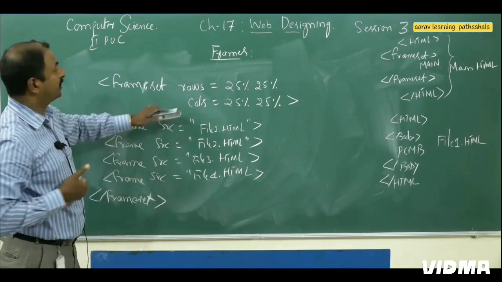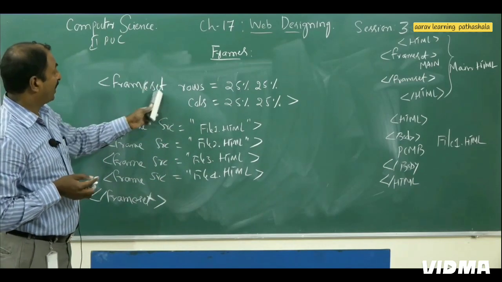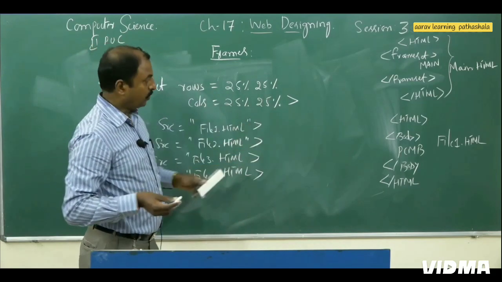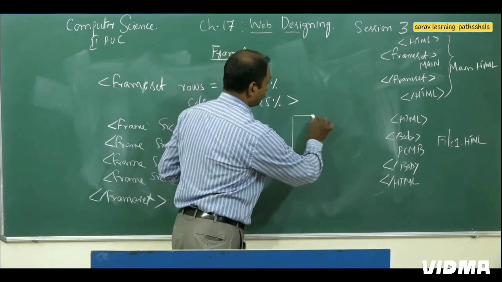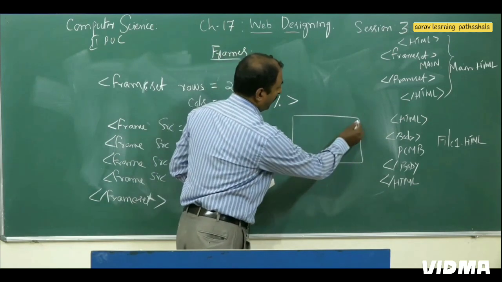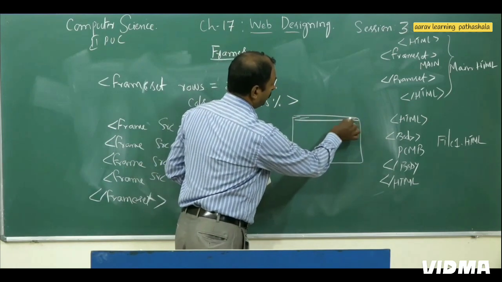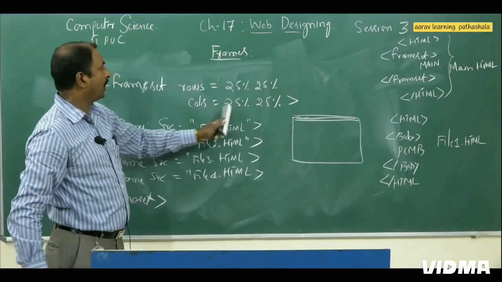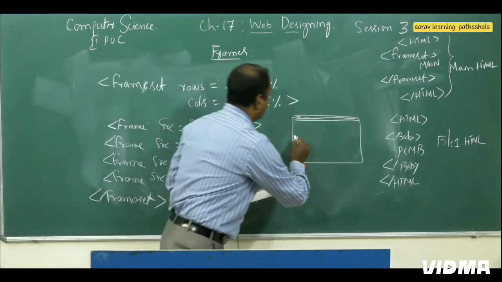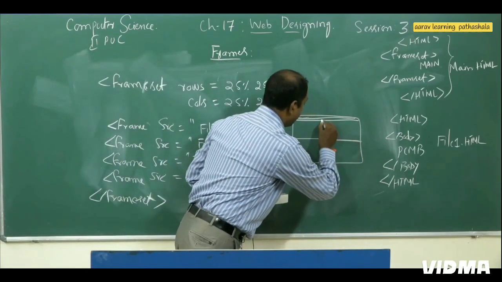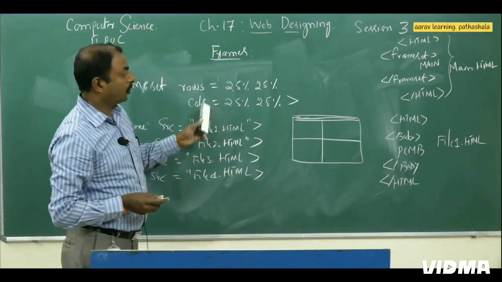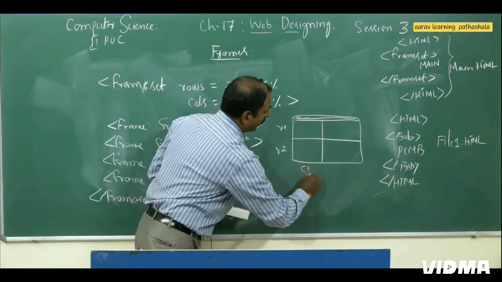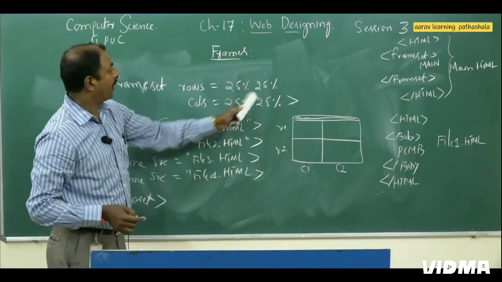Here, just look at the syntax. With the help of frameset, we have divided into two rows as well as two columns. So in that way, you can see that probably would be the output of this. Here there are rows, two values, columns, two values. So the output will be like this. Two rows, two columns. In this example, this is row 1, row 2, column 1, column 2. There are 4 values here.